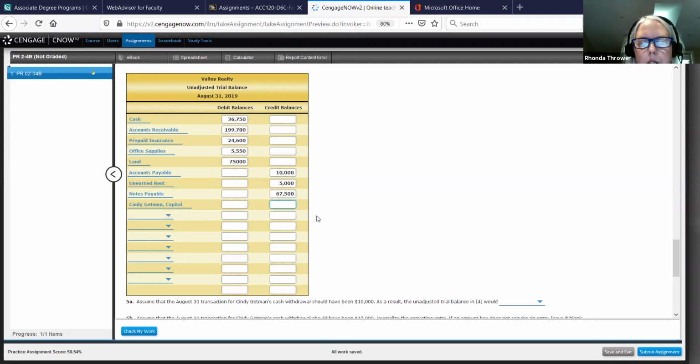Because capital increases on the credit side, 87,500 is going to go over here on the credit side. We're going to go to the ledger accounts.